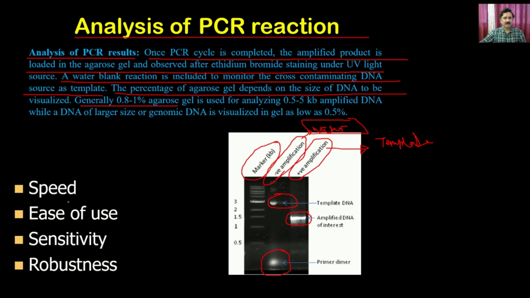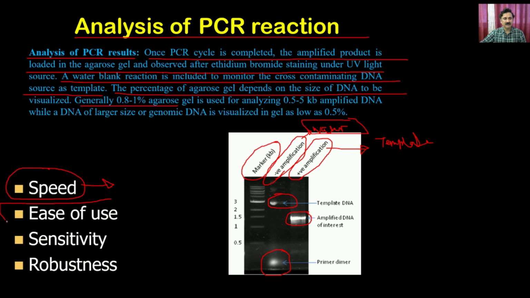The advantage of PCR reactions is that it is very quick, because what you require is the template DNA, primers, dNTPs and water, and then you require the thermocycler, and it could be done.